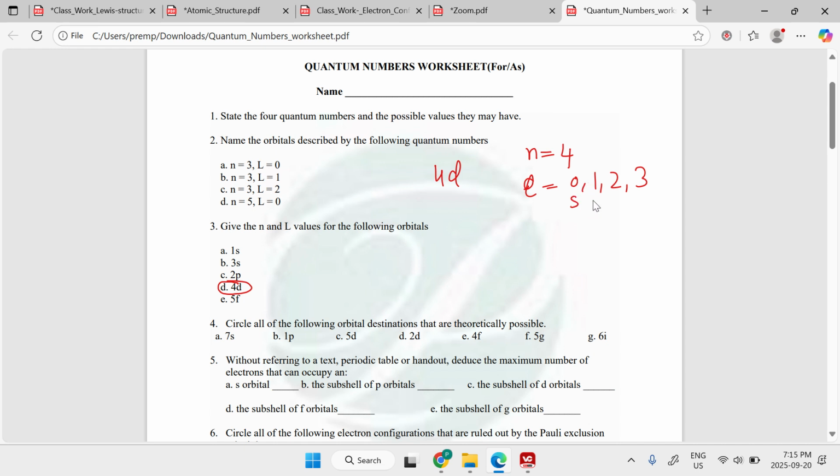Now 0 means s, 1 means p, 2 means d, and this one is f. Now because they are talking about d, that means here the l value is 2. So you have to write l value is 2.